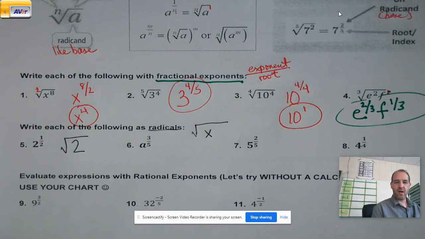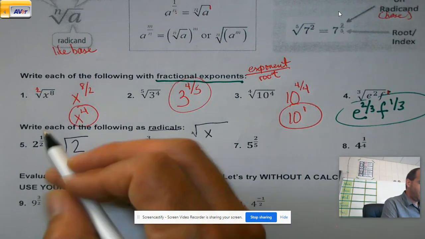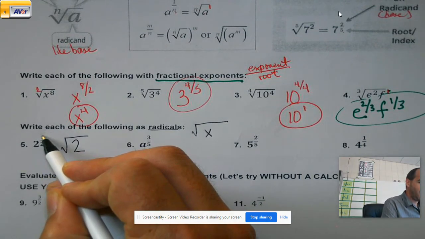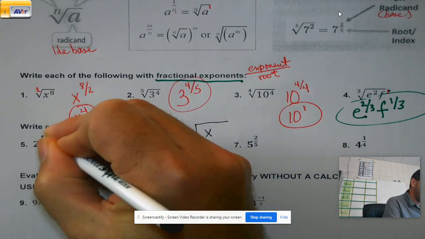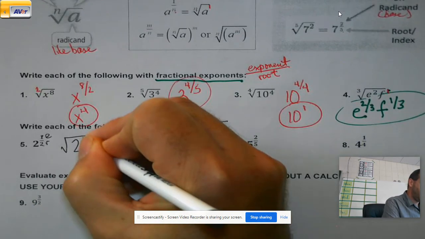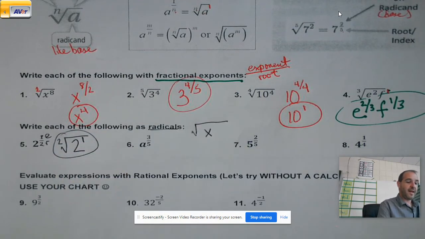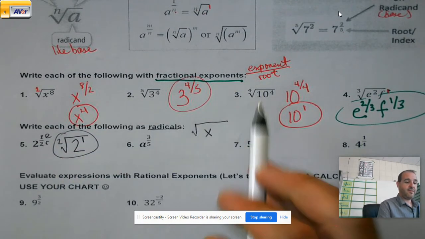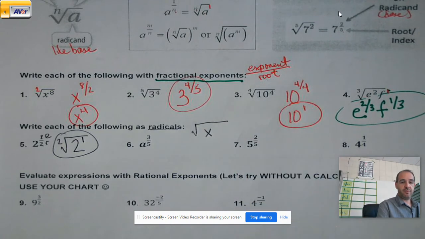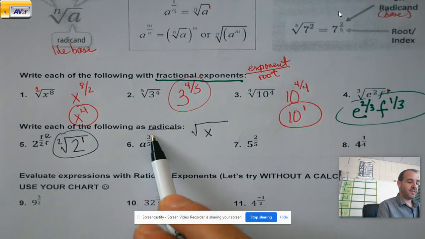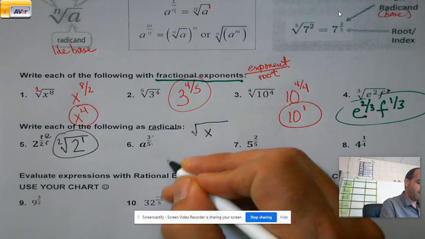How do I tell which way this is going to go? This is still my exponent. This is still my root. This is still my exponent. This is still my root. That doesn't change. The difference now is, though, instead of writing my answer with it, I'm using this to form my answer.